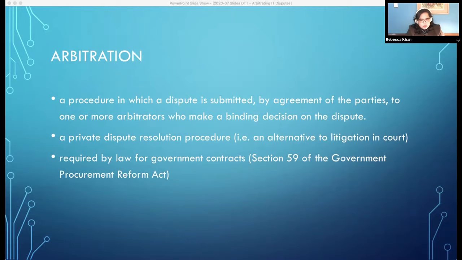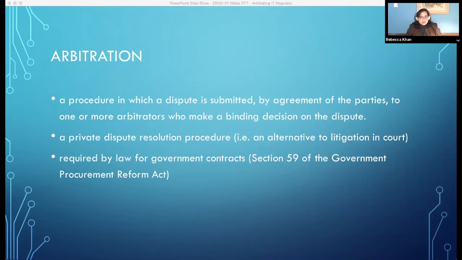So what is arbitration? Some of you may be familiar with it. Some of you might not have any idea. So I'll set up a definition for you. Arbitration is a procedure in which a dispute is submitted by agreement of the parties to one or more arbitrators who make a binding decision on the dispute. There's lots of elements to that definition. We'll get down to them in a little bit.